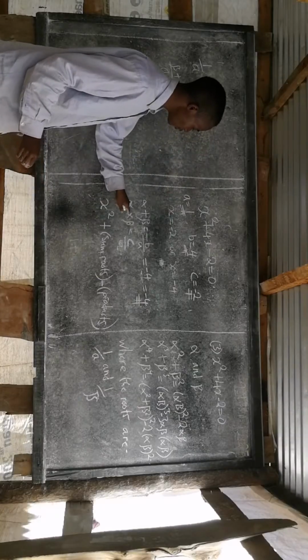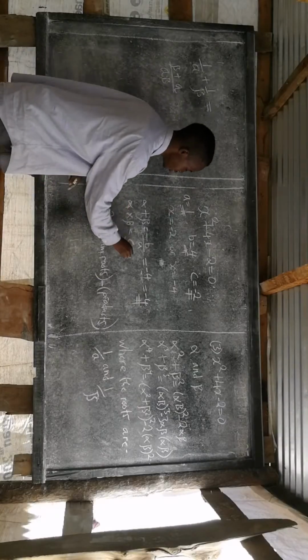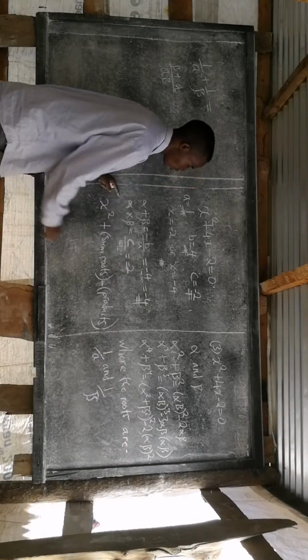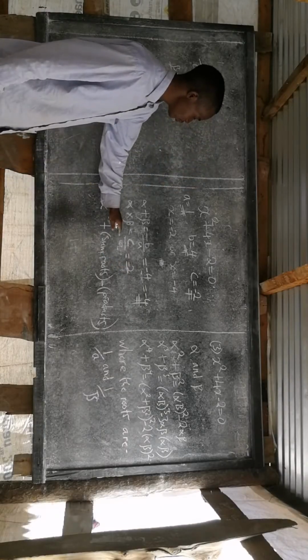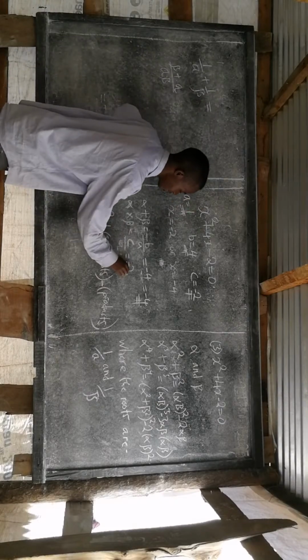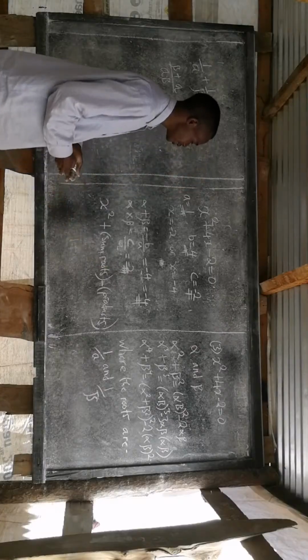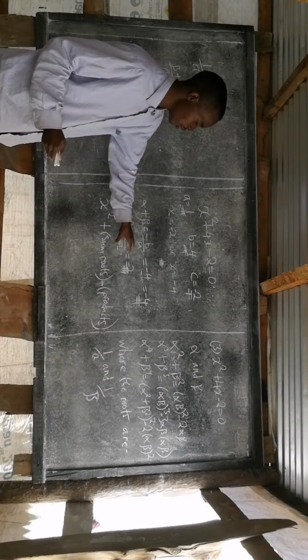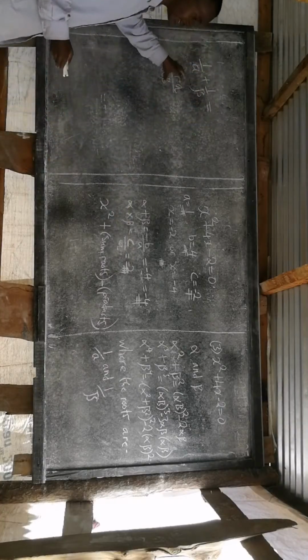What about alpha times beta, which is c? Our c is negative 2, over a, which is 1. So the answer is negative 2. If you have found this, it will help you. You just need to plug into this formula.